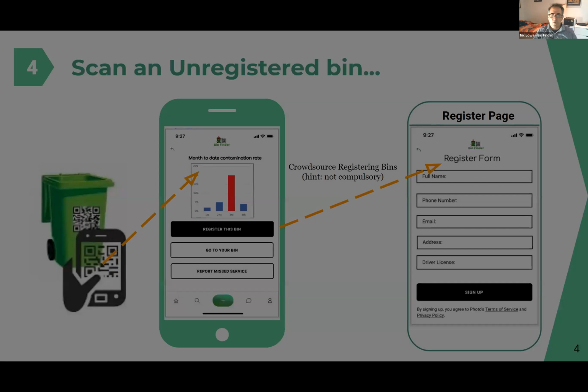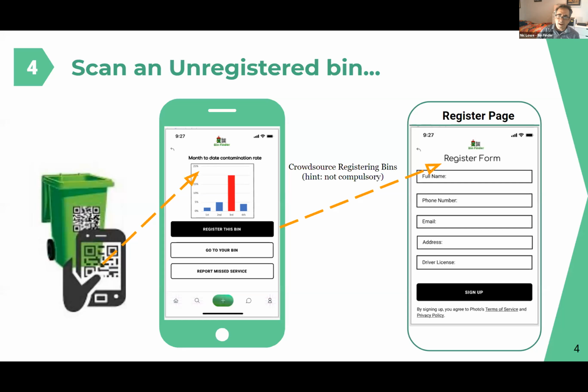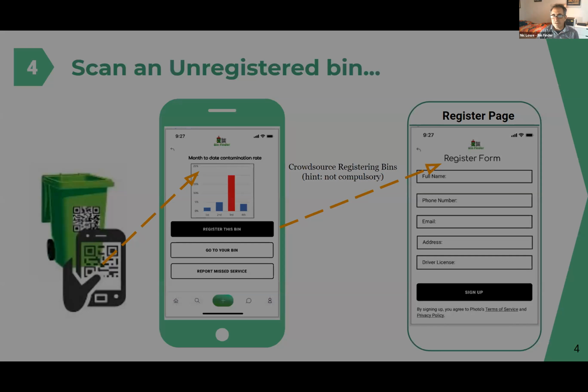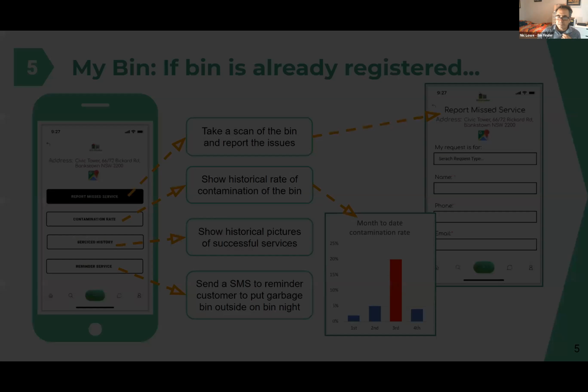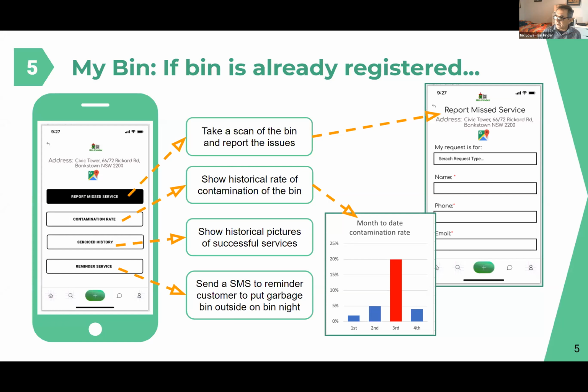Now, what else can you do with a QR code? Once a bin's got a QR code, you can link the contamination history of the bin to the customer. So the customer can see a chart and get information about how the bin was contaminated. Obviously they can register the bin to their address and report a missed service, and once you've registered your bin, you can also see a picture of successful and unsuccessful services for that bin, as well as the month-to-month contamination rate.